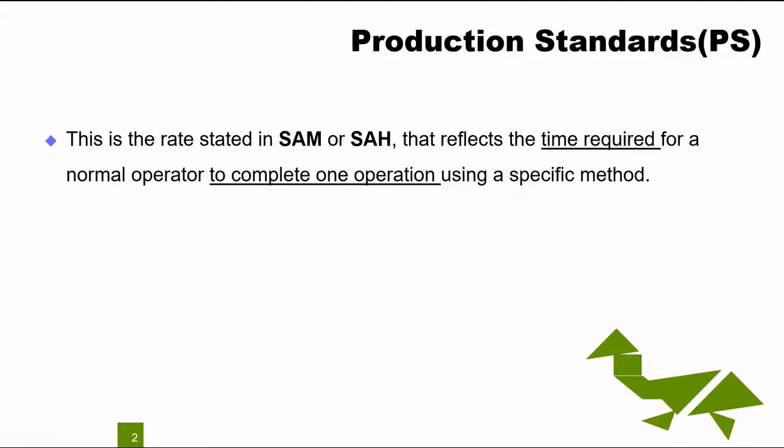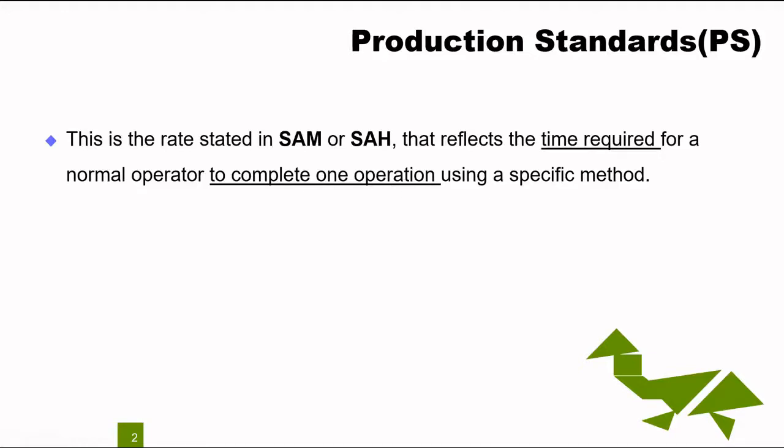Now, like I said, standard allowed hours or standard allowed minutes. So the production standard is SAM or SAH, which is the rate that reflects the time required for a normal operator to complete one operation using a specific method. How much time would you take to attach a pocket to a shirt? Like 30 seconds. That is the production standard. How much time would it take to attach one button to a shirt? Like 7 seconds. So the production standard is 7 seconds per button. That is a production standard.